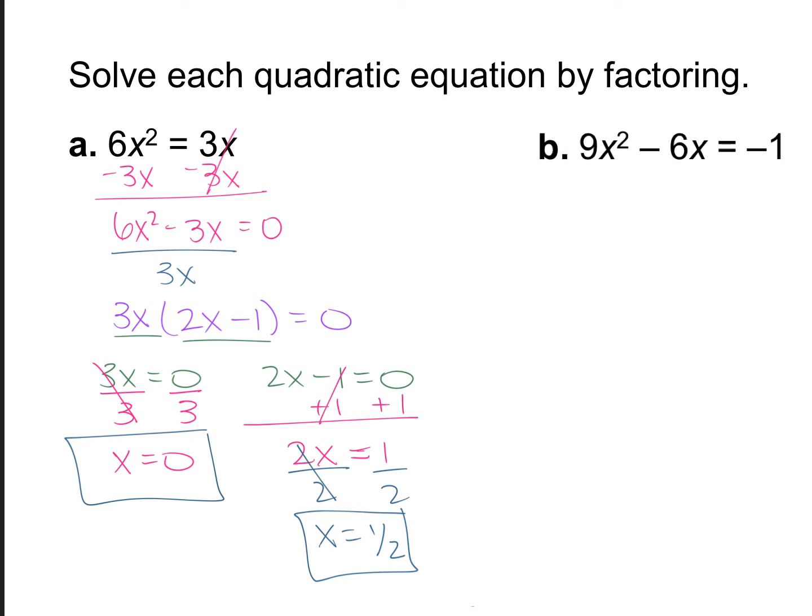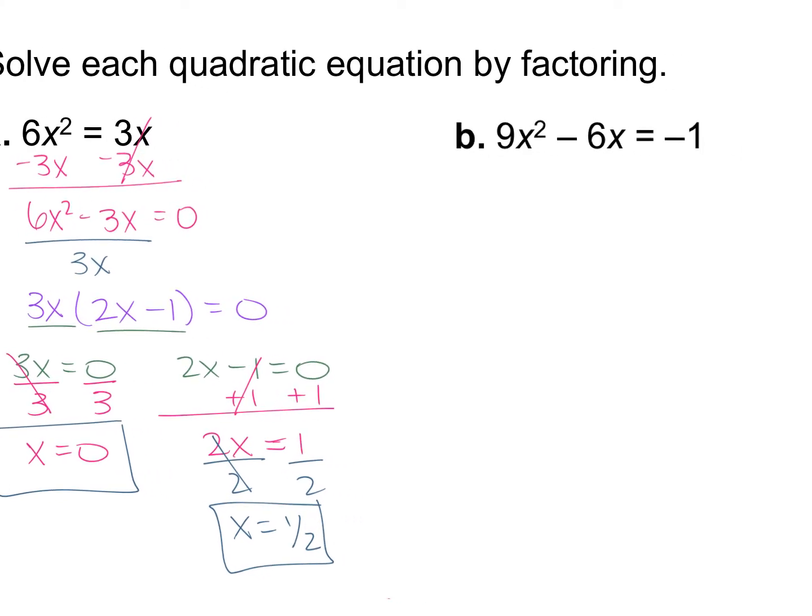For example B, you have 9x squared minus 6x is equal to -1. For this one, we're going to move the 1 over first. So we're going to add it to both sides. This is going to give us 9x squared minus 6x plus 1 is equal to 0. Before you factor, ask yourself if you have a greatest common factor. In this case, you don't, so you're going to factor this like usual.